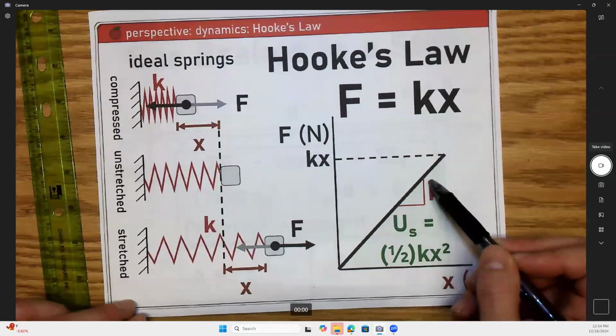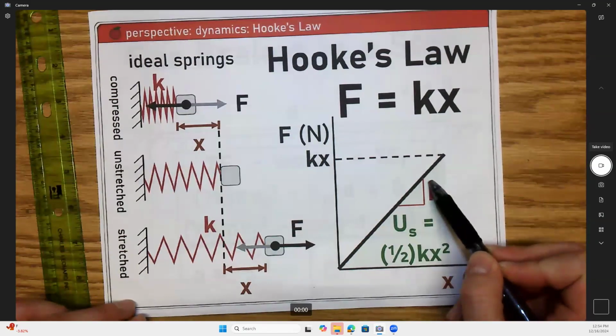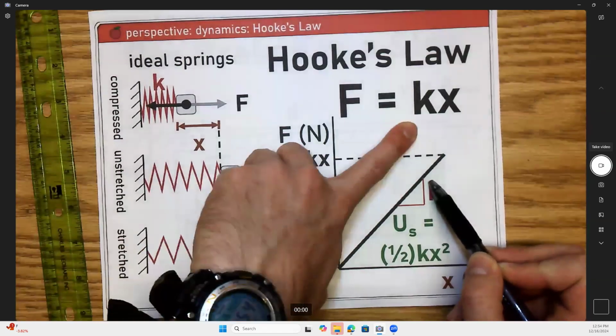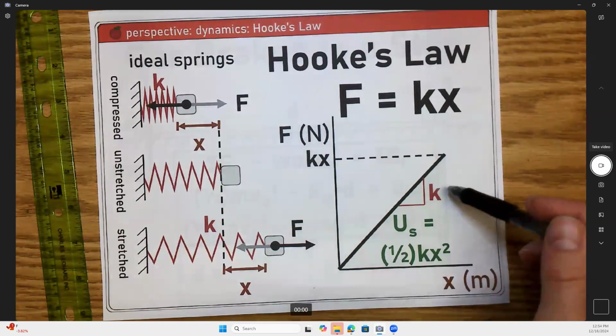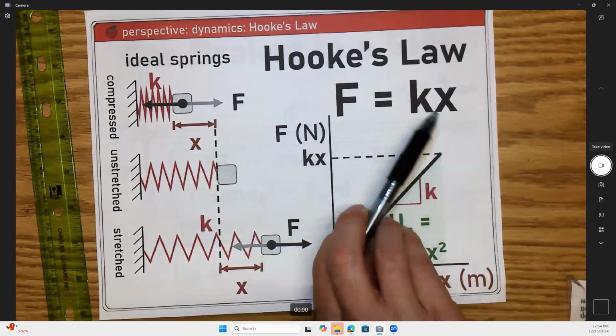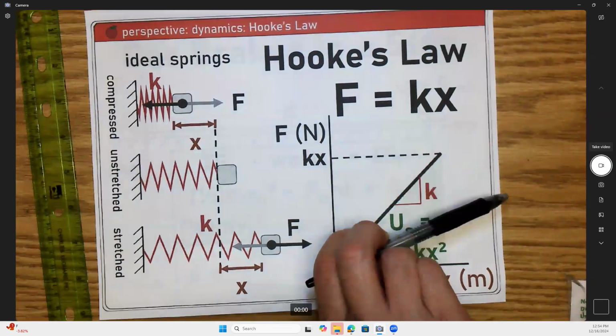What does the slope of that line represent? The spring constant k. Does this look like y equals mx? F equals kx. So that's how stiff the spring is. If it had a steep slope, it would be really stiff. Not too steep, not too stiff.